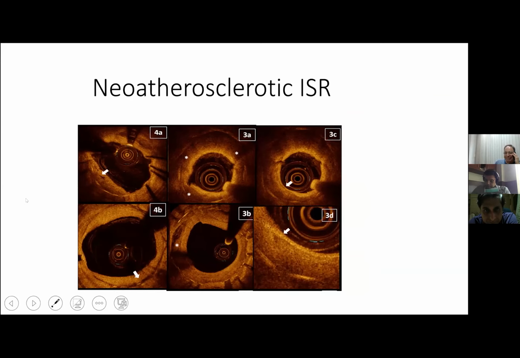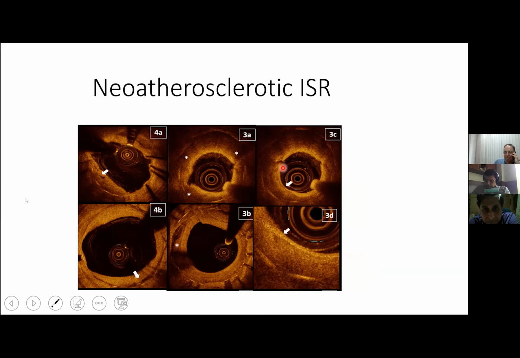The moment you demonstrate it is a neo-atherosclerotic ISR, it's a case asking for another stent. Here they have picked up a microvessel, spotty calcium, lipid, and a peristent low-density area. Sorry, this is calcium, spotty calcium.